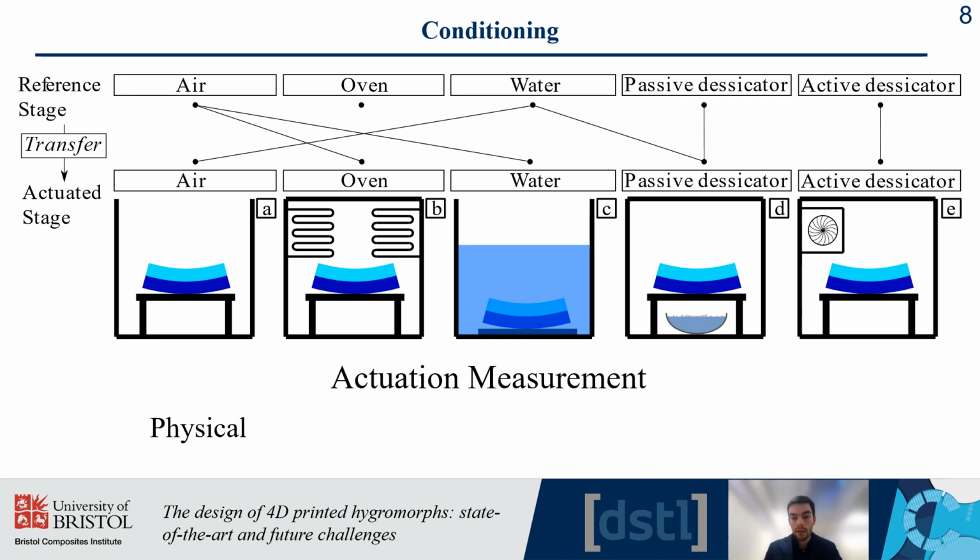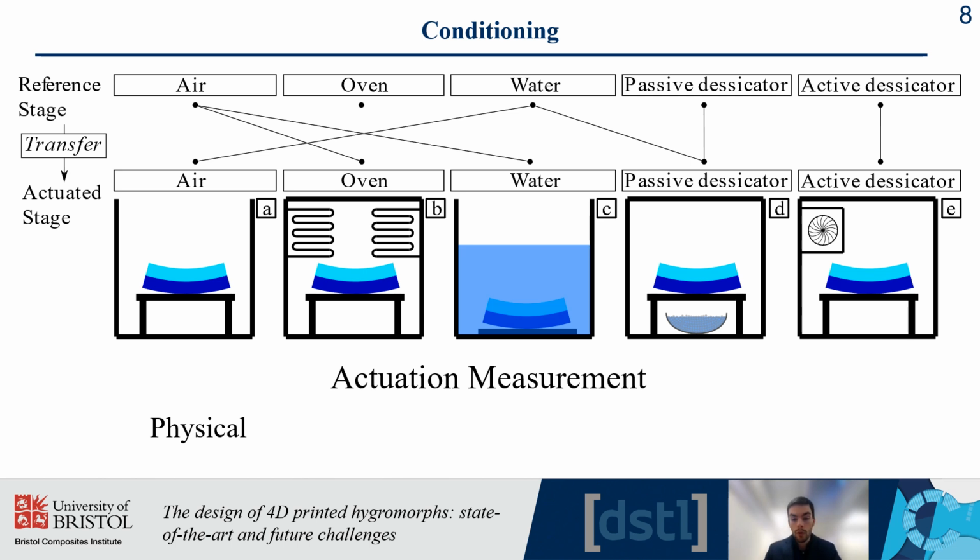So when you select the way you create your actuation, you have to account for the way you're going to measure your actuation. There are 3 different categories that we've been able to highlight for the measurement techniques for actuation. The first type is physical measurements. It's basically when you have a physical interaction with your specimen.